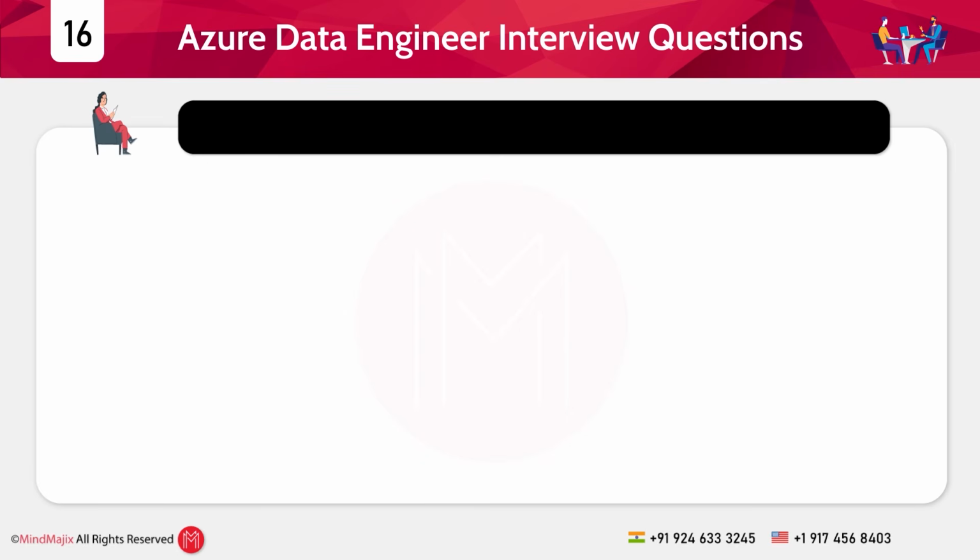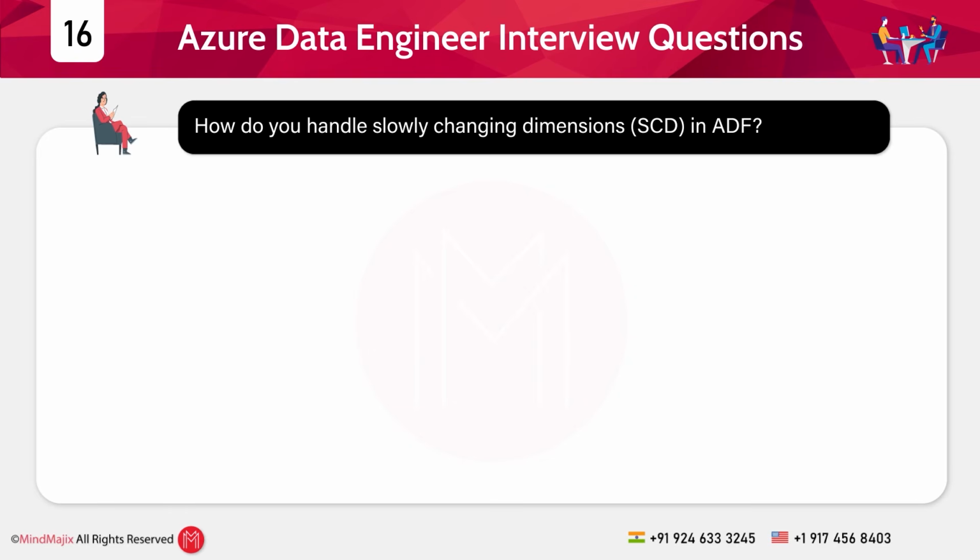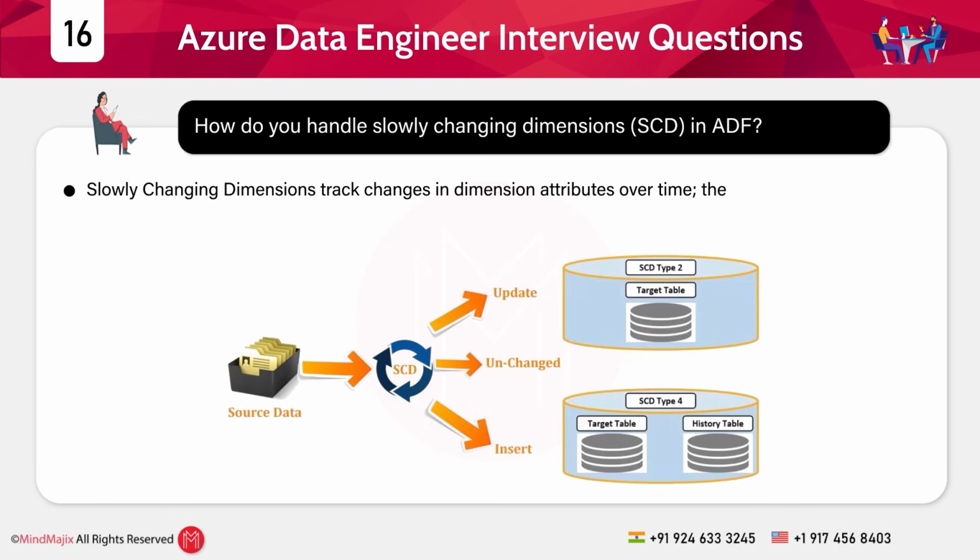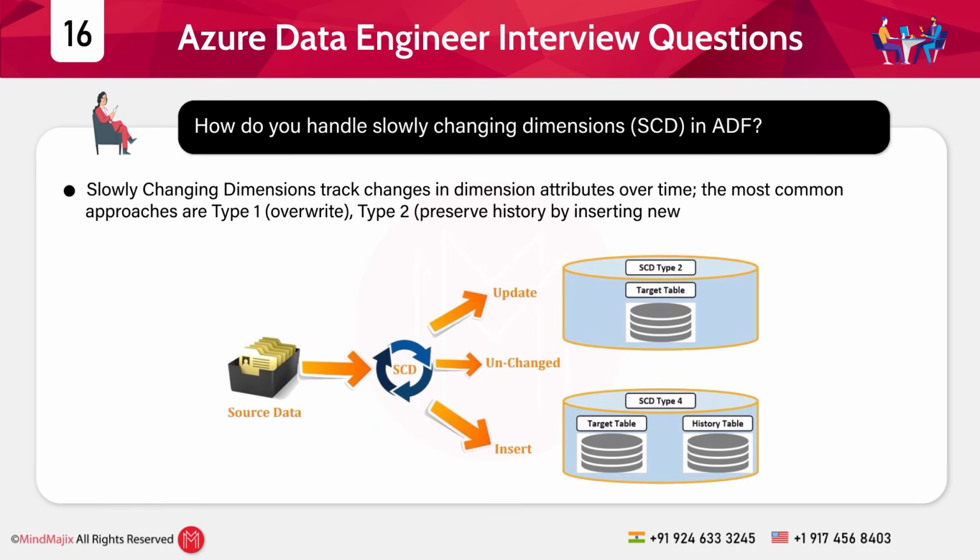The next question is, how do you handle slowly changing dimensions, or SCD, in Azure Data Factory? Slowly changing dimensions track changes in dimension attributes over time. The most common approaches are type 1, type 2, and type 3. In Azure Data Factory, mapping data flow can implement SCD patterns by comparing the incoming records to the target keys, generating inserts for new members, and optionally closing the existing records for type 2 by setting an end date or an is-current flag.